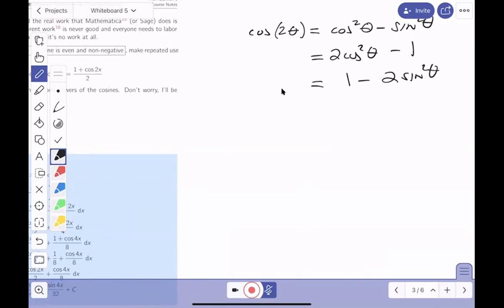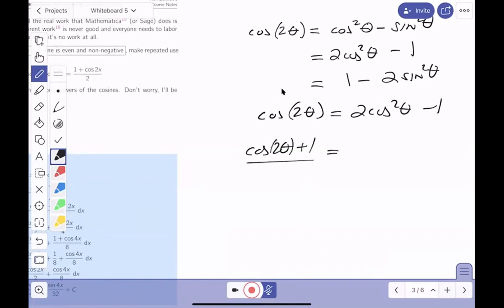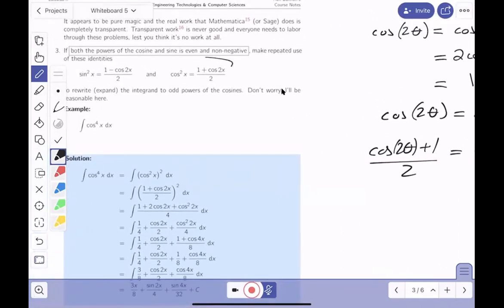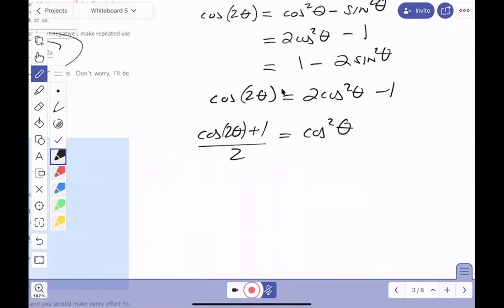So they write the sine squared and cosine squared in terms of linear powers. Let me just do one at a time for you. Cosine 2 theta equals 2 cosine squared theta minus 1. So this would be cosine 2 theta plus 1 over 2 equals cosine squared theta. Let me show you where that is over here. Right there.